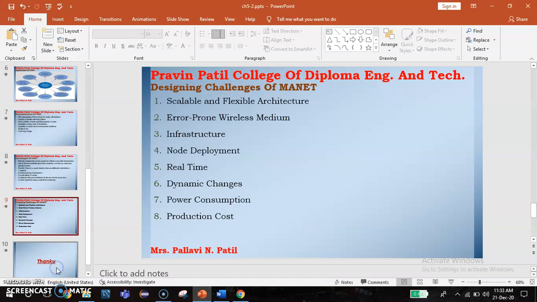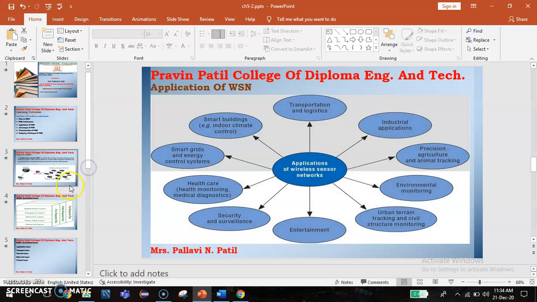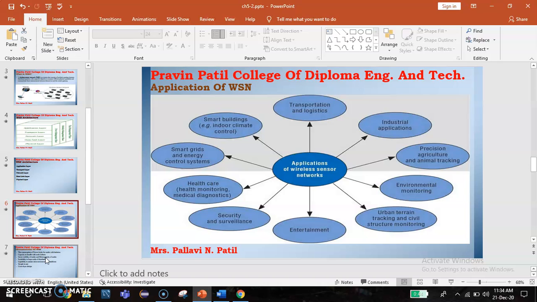This is the layers, and next is the applications of the WSN. There are different applications of the WSN. The wireless sensor network is an important, exciting new technology. The surveillance application is the military wireless sensor network.